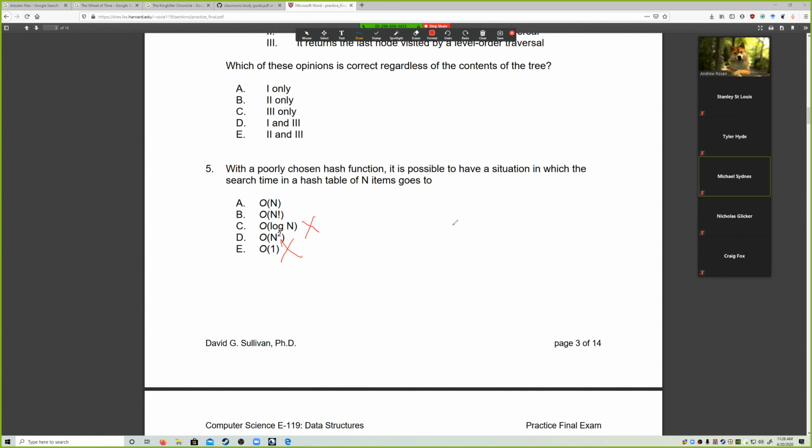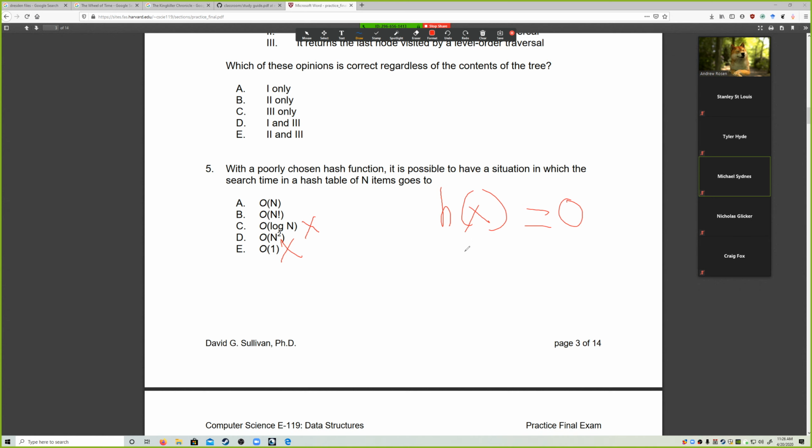Let me actually write a very poorly chosen hash function right now. That seems like a good idea to do when it's asking you, what is a poorly chosen hash function? Let me write my hash function to be h of x, where x is my key, is equal to 0. Okay? So that's a hash function. It's a legit hash function. It's a terrible hash function, right? What does this do? It maps every key to index 0. This is guaranteed to work in any hash table.